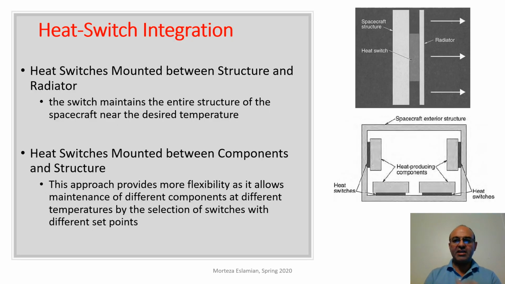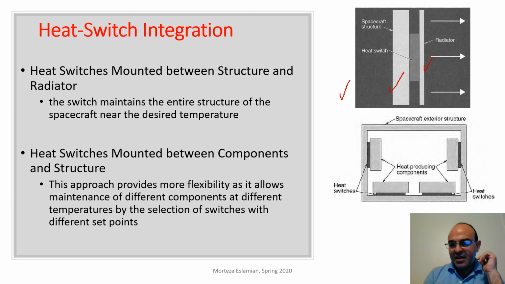This slide is related to the previous one. Here we are going to talk about heat switch integration. Case 1, the heat switch is mounted between a structure and radiator. Let's say this is the spacecraft structure and then the radiator on the right. The switch maintains the entire structure of the spacecraft near the desired temperature. This is, for instance, system level thermal control using a heat switch.